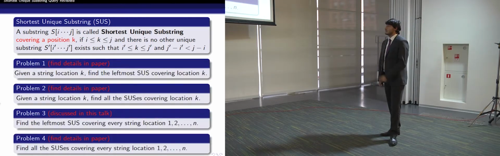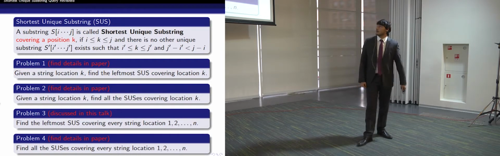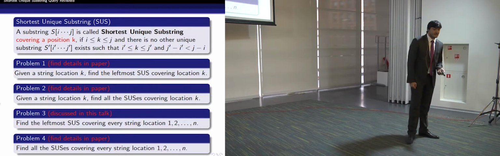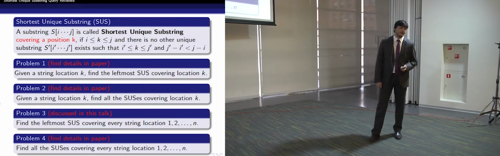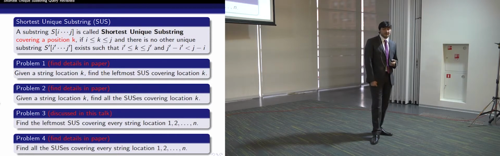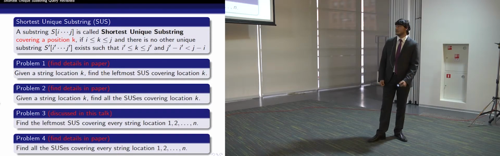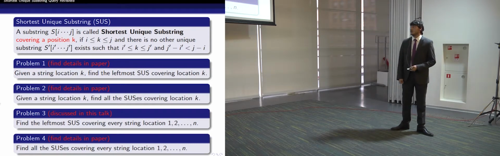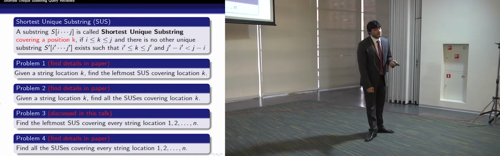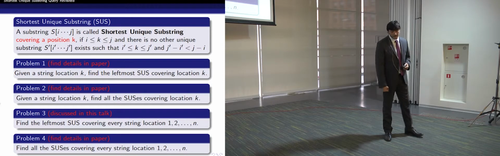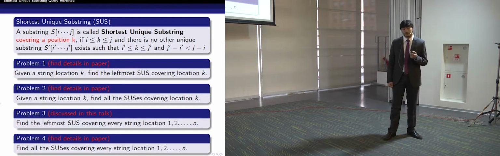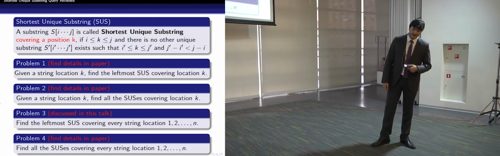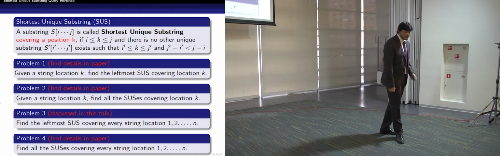We considered 4 problems related to the shortest unique substrings. First one, we take the text as well as a position as an input and find the leftmost shortest unique substring covering that particular position. Second one is finding all shortest unique substrings, because there can be multiple. Third problem is its generalization over the whole string, finding the unique leftmost shortest unique substring for all positions. And the fourth one is, again, its generalization, finding all shortest unique substrings.